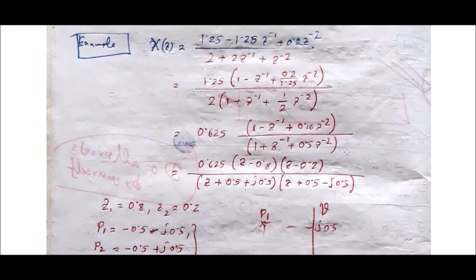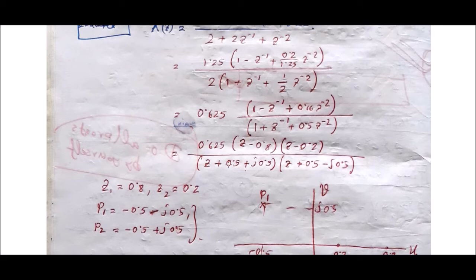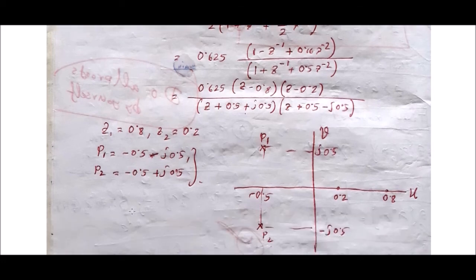After that, by factorizing these two quadratic equations, the numerator and the denominator, you can have the two zeros. That means 0.8 will be one zero, and 0.2 will be another zero. See that z1 is 0.8, one root of the numerator, and another root of the numerator is 0.2. And in the denominator, two roots are there. Because z minus this term will be there, p1 will be equal to this one and p2 will be equal to this one. So, can you plot these zeros and poles in the complex domain?